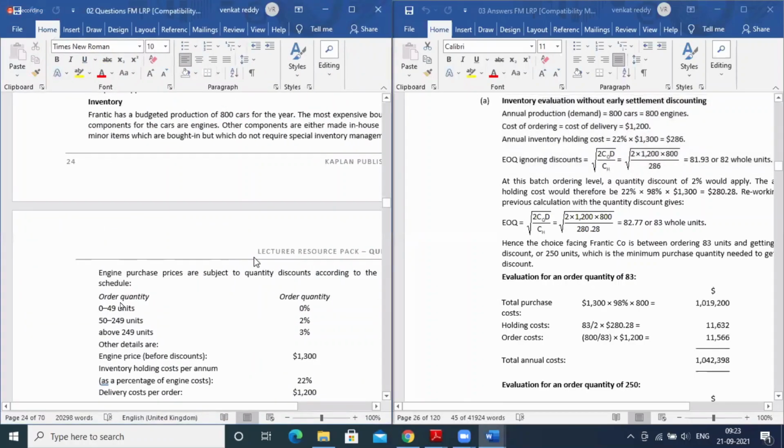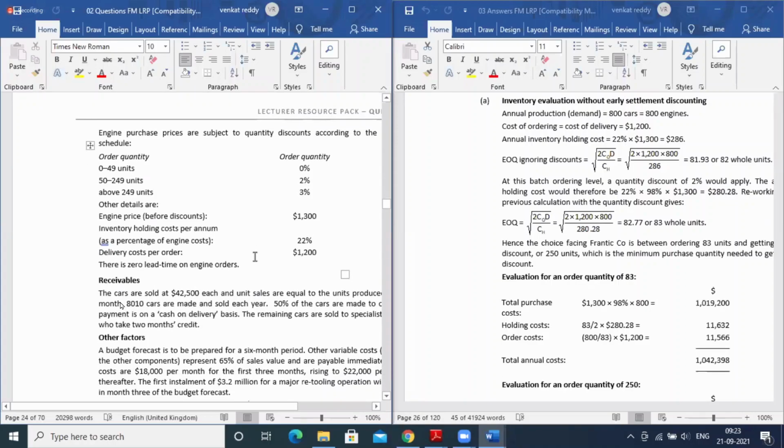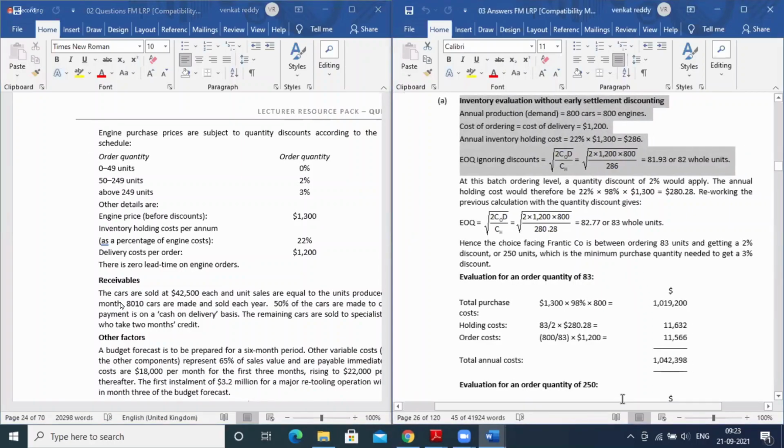Now in the question it is mentioned that if your order is between 50 to 249 units. As per the EOQ, you need to make a minimum order of 82 units. So as per the question, if your order is between 50 to 249 units, your supplier is giving 2% as discount. So at this batch ordering level, a quantity discount of 2% would apply.